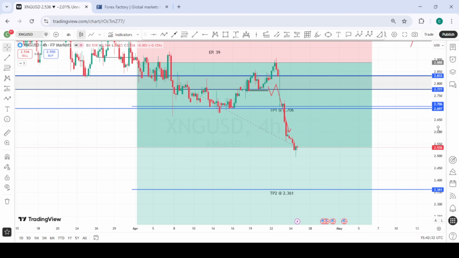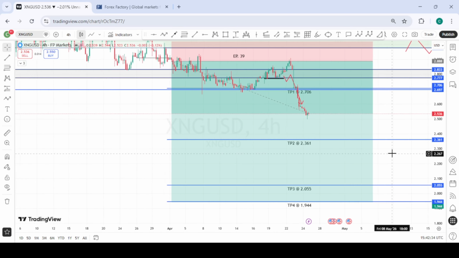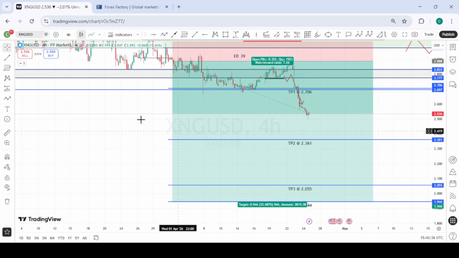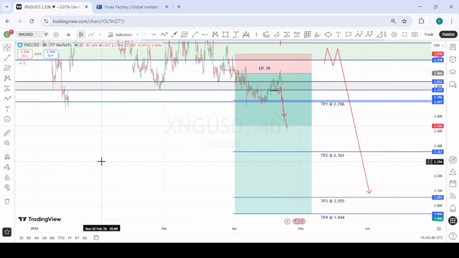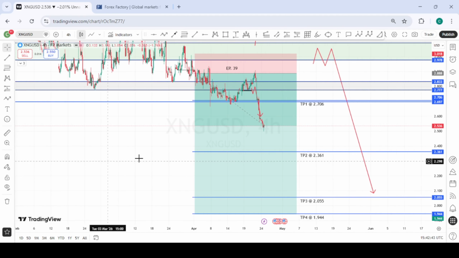So we are still holding on to this position, and we are almost at TP2. So we are holding this very strong. But if we are able to get more selling opportunities to the downside, we'll still take that opportunity, and then we'll continue the sales to the downside for the natural gas.